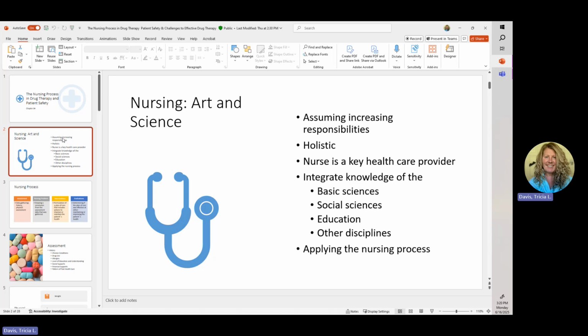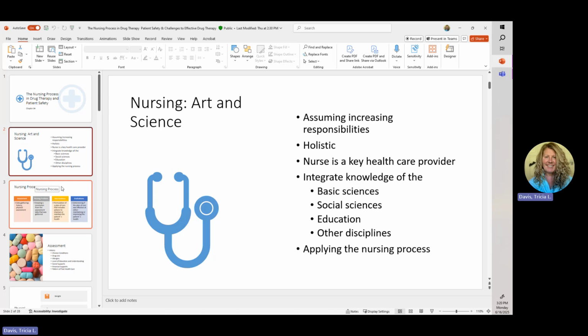As a nurse, we are going to take a lot of different components of knowledge. So you're going to have some of your basic sciences, definitely some social sciences, and we're going to put that all together, and you will be able to be an entry-level nurse when you graduate this program. And the other thing that we need to know is how to apply the nursing process. So we talked a little bit about this last week.